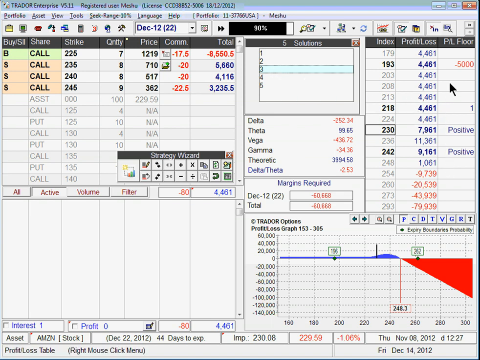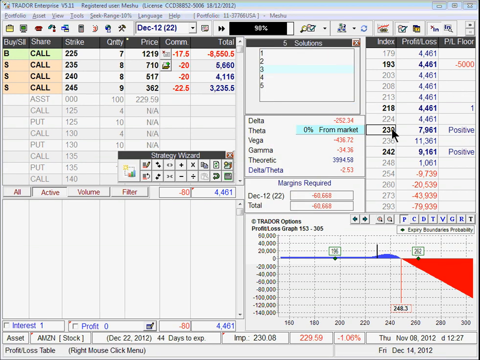Let's analyze this third solution. We can see that it's okay, and I profit when the market drops. But if the market goes up to around index 273, we'll have a substantial loss of almost minus $44,000. So to prevent it, I'll add a floor definition of a maximum loss exposure of minus $7,000, and I'll change the floor at index 230 to a minimum profit of $2,000.